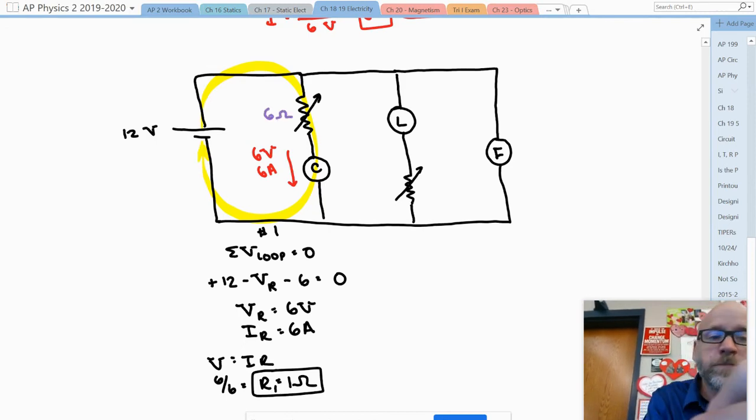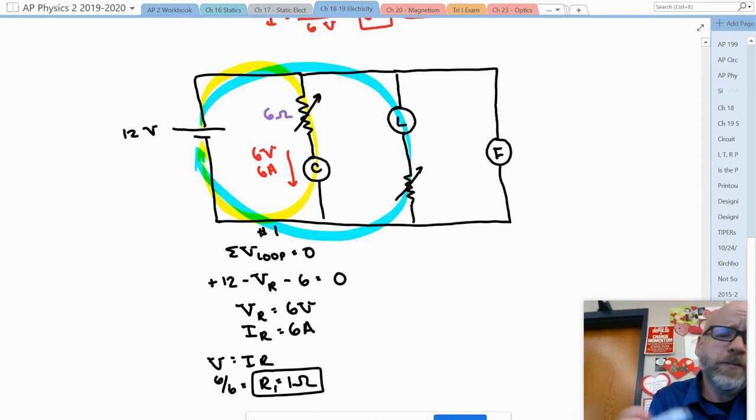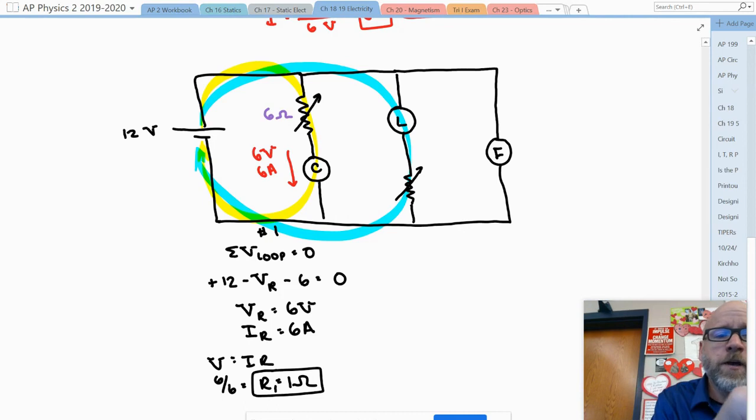Let's look at R2. To find R2, I'm going to play the same game, but this time we'll look at this loop. Maybe this time, you go ahead and do this on your own. You can do that. Go ahead, I'm giving you a head start.